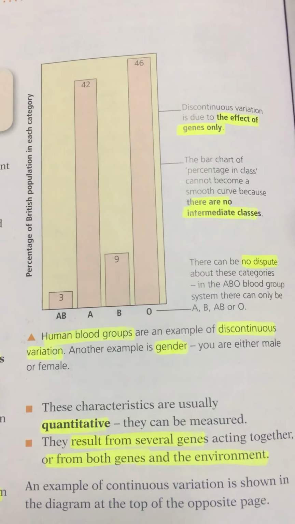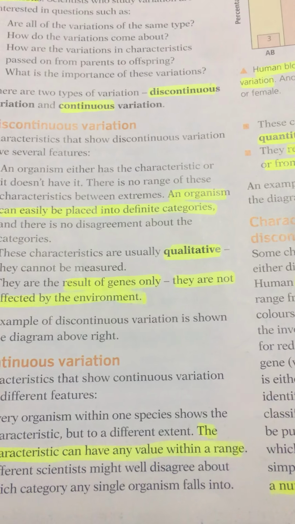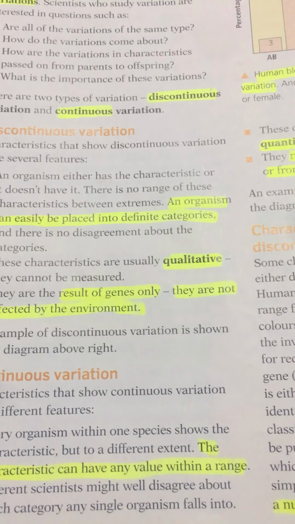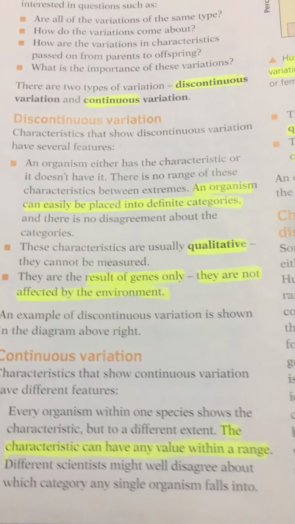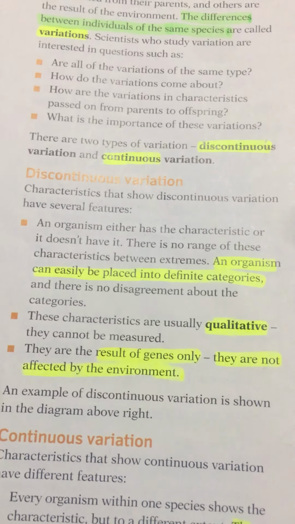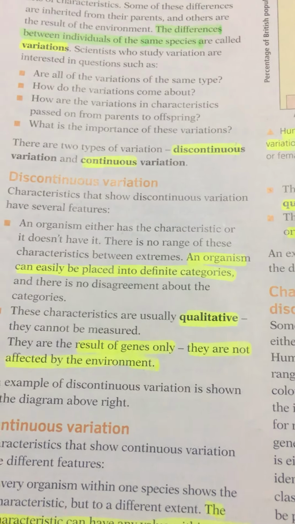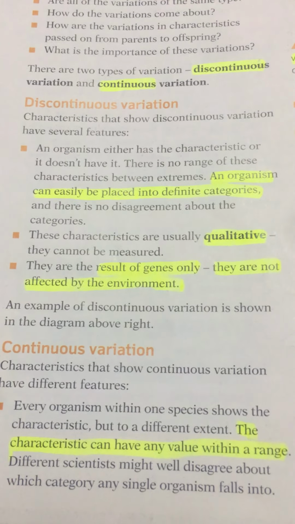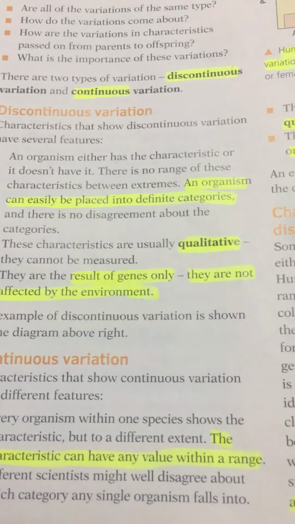Okay, so those are the three main features. Let's go to continuous variation. You have to know that the characteristic in this variation can have any value within a range. So here we have a range. This is the first feature: they can have any value within the range, not as in discontinuous variation, where we can put them in definite categories. We don't have a range there, but in continuous variation, we can put them in a range.